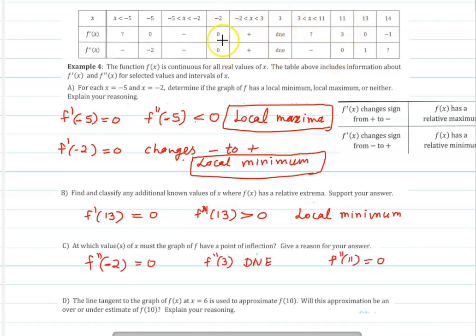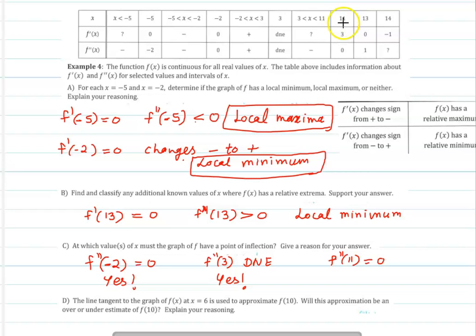Let us look at -2. Here the second derivative changes sign from negative to positive. That means it was concave down on the left and concave up on the right, so it is changing its concavity. So this is a point of inflection. Let us look at 3. Here the second derivative is changing sign from positive to negative. That means concavity is changing at this point, so this is also a point of inflection.